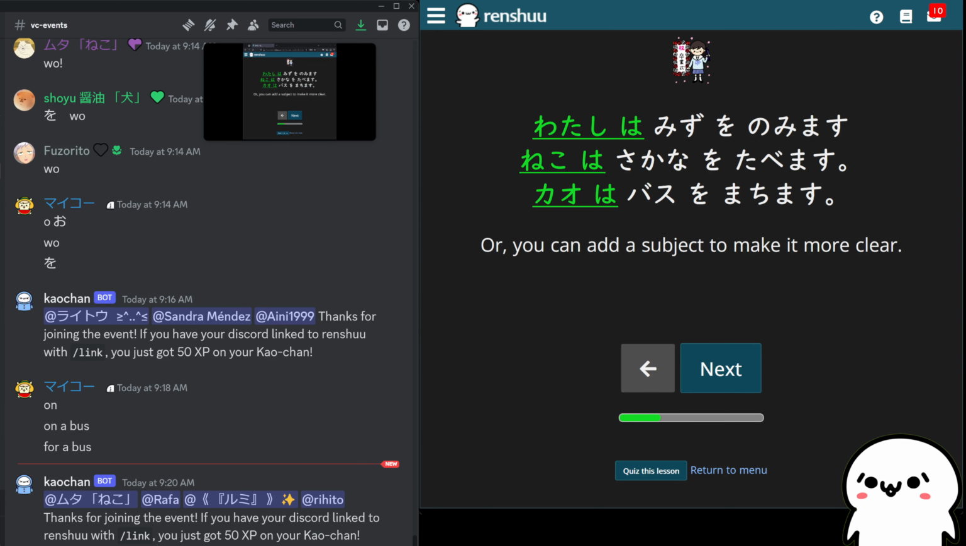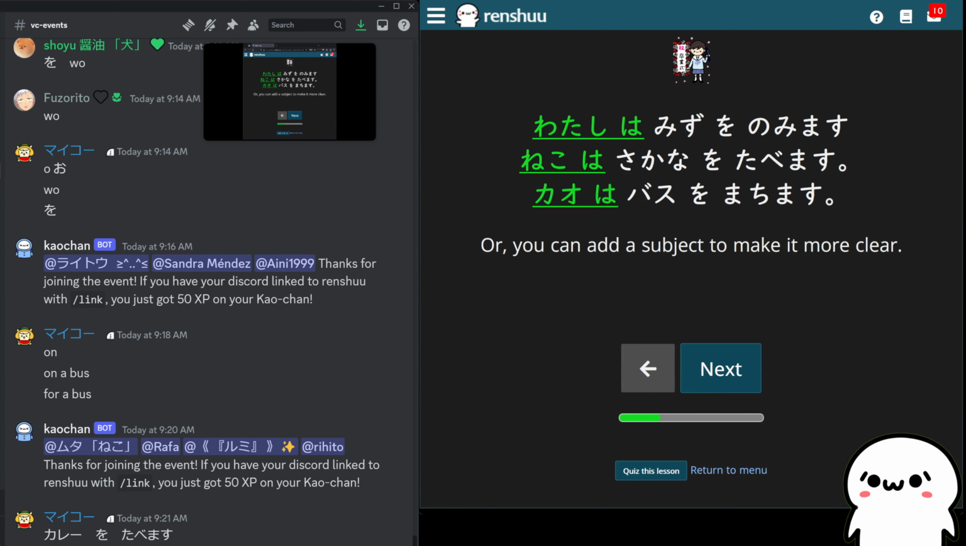And the mas form can refer to now, or it can refer to sometime in the future. So let's talk about something that you will eat later today. What's something that you'll eat later today? For example, I hope this is true, I'm not sure if it is, but kare o tabemasu. I will eat curry, or I eat curry, depending on the context.